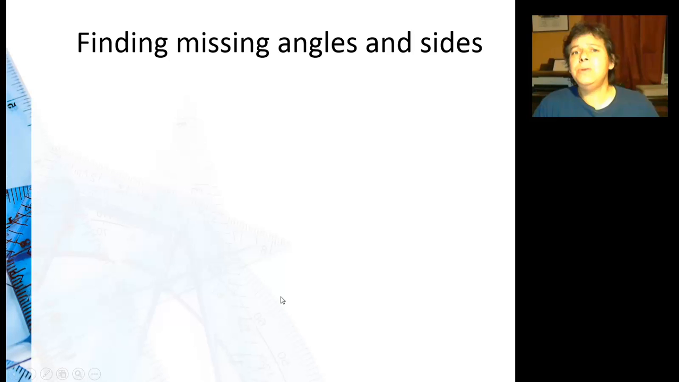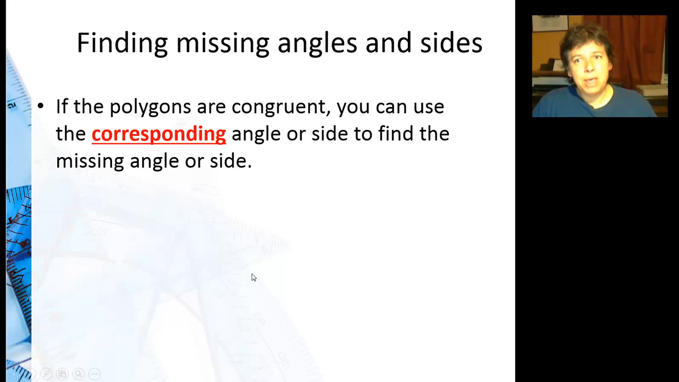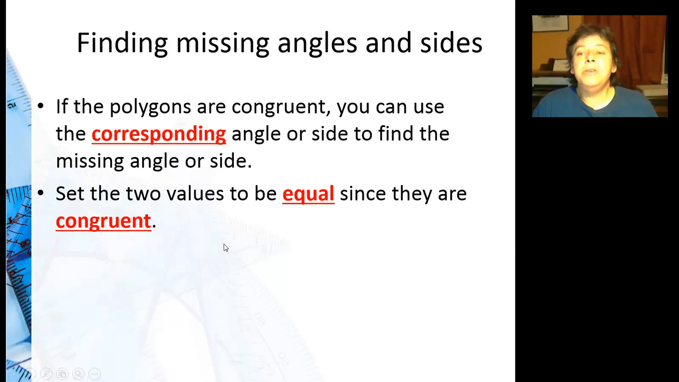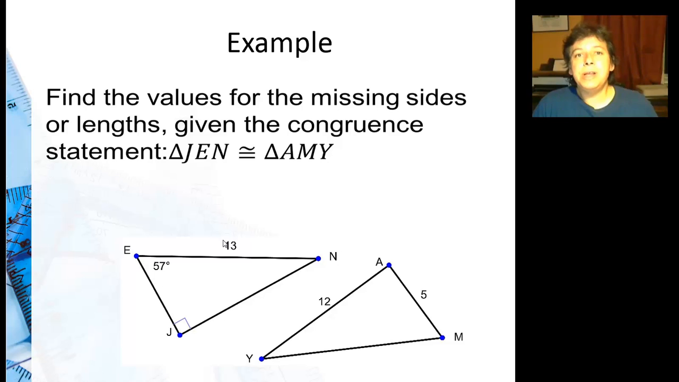We can also use this to find missing angles and sides. So if the polygons are congruent, you can use this corresponding angle or side to find the missing angle or side, since you know they have to match. You set the two values to be equal since they are congruent. So we'll look at an example here where I have triangle JEN and triangle AMY.